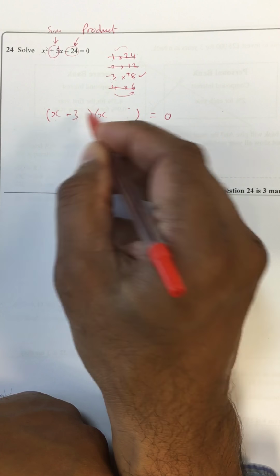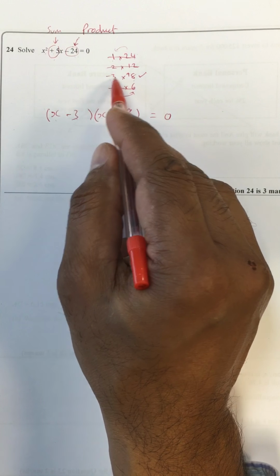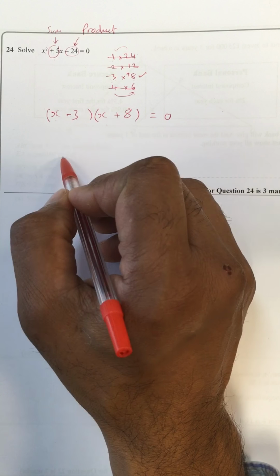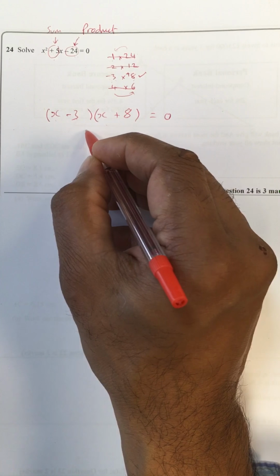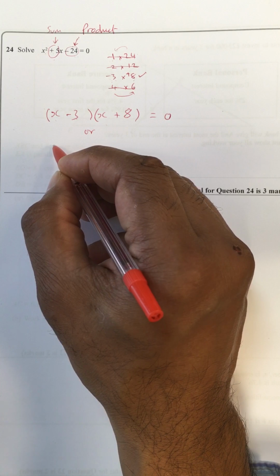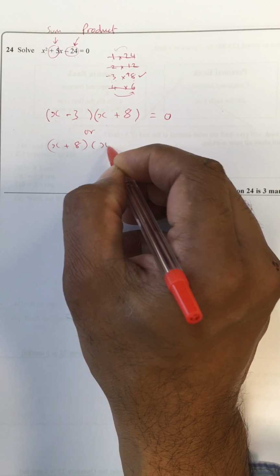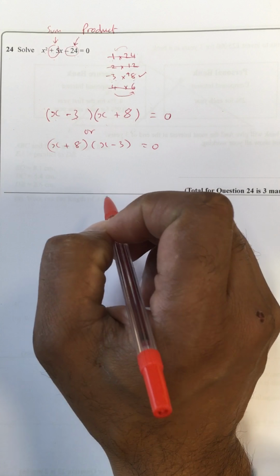So we use minus 3 and plus 8 here. It doesn't really matter which way around you put it, or which bracket you put each number in. You could put it like that, or you could put it as x plus 8 times x minus 3 equals 0. It doesn't really matter which way around you do it.